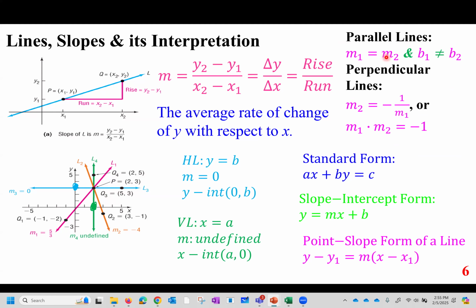Two lines are considered parallel if they have equal slopes, m1 equals m2, and different y-intercepts, b1 is not equal to b2. Two lines are considered perpendicular if their slopes are negative reciprocals of each other, or the product of the slopes is -1. So this is the synopsis of everything we need to know about lines.